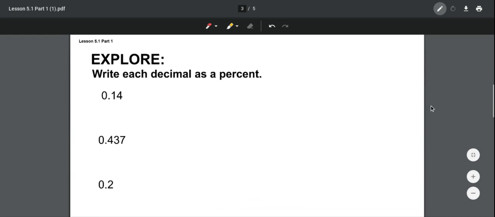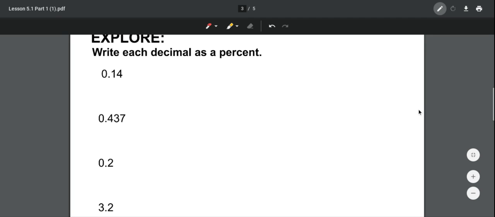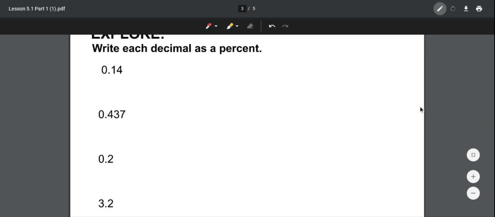So let's write each of these decimals as a percent. How do we do this? First, let's remember that the word percent means for every 100. So to change any number to a percent, we would multiply by 100. Let's use a shortcut method though. In order to multiply any number by 100, a shortcut to that is to move the decimal place 2 times to the right.